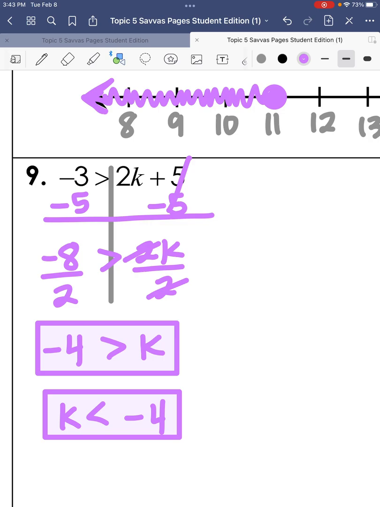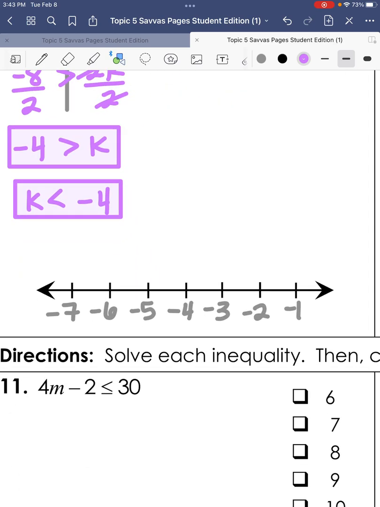So how do I graph it? Well, I've already labeled my number line. At -4, I'm going to place my circle. Okay? And now k is less than that. So I want to shade in the direction of the smaller numbers. So I'm shading towards -7 and beyond. So I'm going to include that arrow.